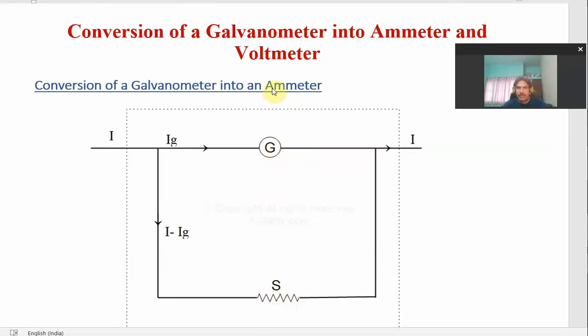Suppose this value of S, which is connected in parallel to the galvanometer while we are converting the galvanometer into an ammeter, will depend upon what range we are going to convert into an ammeter. Suppose that we are interested in an ammeter of range 0 to 5 ampere. So I is the maximum current, 5 ampere. So we want an ammeter of this much range of current to be measured by it. So for this we connect a resistance parallel to the galvanometer according to that.